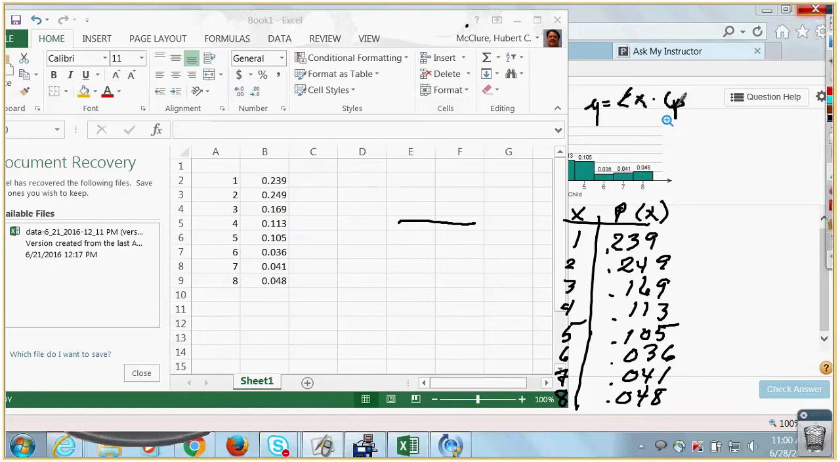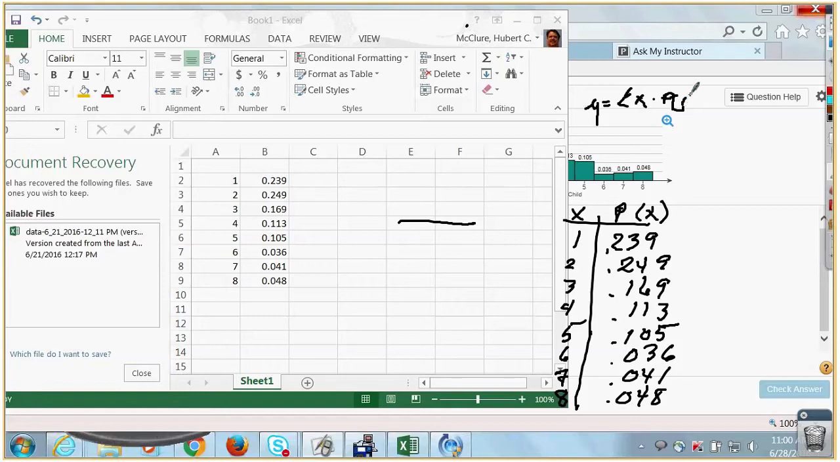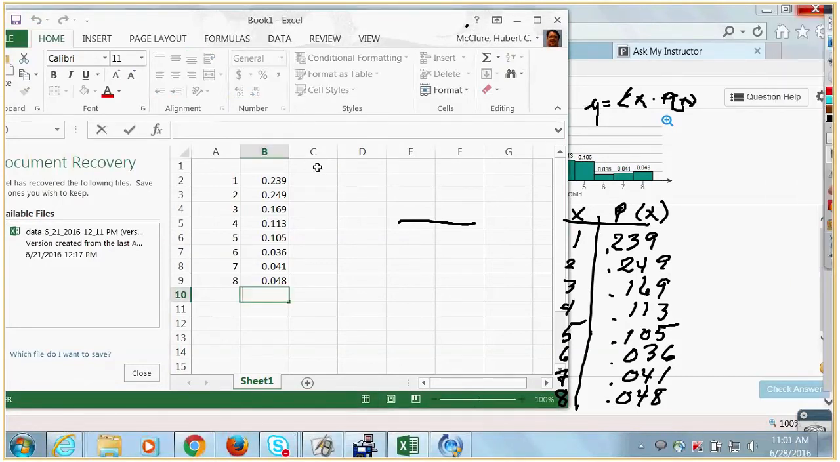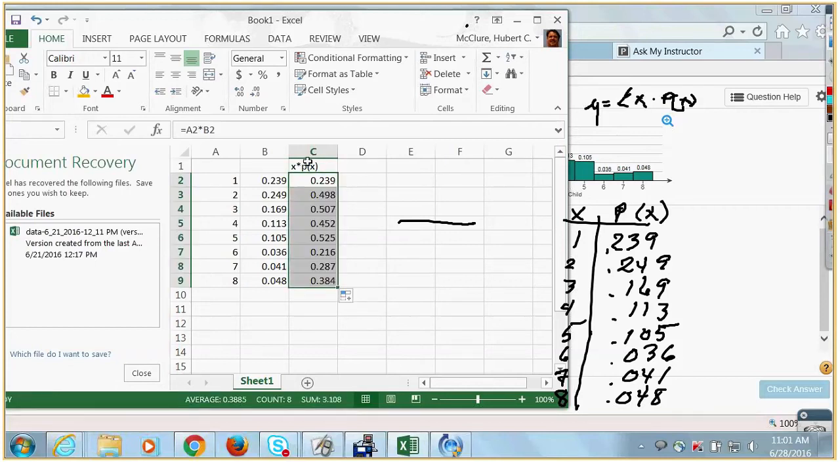Now remember, the mean of a probability distribution is equal to the summation of X times P of X, meaning that you take each one of these, multiply them, and that's what I'm fixing to do right now, and put it up here. I'm going to put X times P of X. I'm going to take this number and multiply by this number, and I'm going to copy that down, and I just did X times P of X.